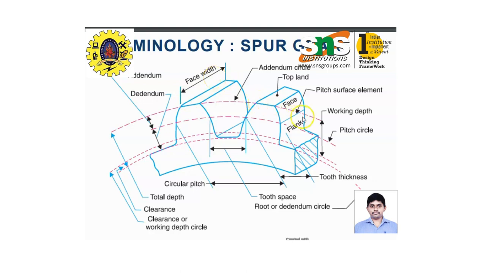Here this is the working depth. This is the working depth that we need to represent: one is the pitch circle line and the other one is the top edge of the teeth. These both lines together represent the working depth. And there is a dedendum circle. Dedendum means the bottom edge of the tooth. That virtual line has been drawn. This is the dedendum.